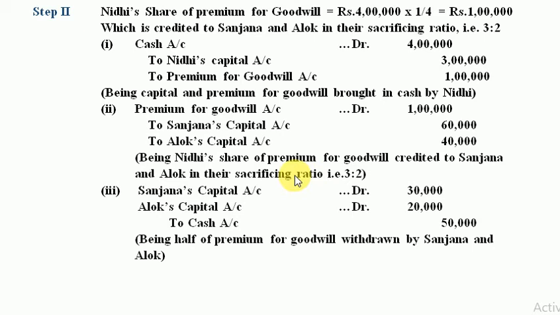Remember, sacrificing ratio. And since in this question it was told that the old partners are withdrawing half of their premium for goodwill, there has to be a third entry: Sanjana's capital account debit 30,000, Alok's capital account debit 20,000, to cash account 50,000. This is 50%, that is half. 60,000 credited to Sanjana and withdrawn 30,000. 40,000 credited to Alok and withdrawn 20,000. Total amount withdrawn from the firm is rupees 50,000. And this is one of the cases of treatment for premium for goodwill. I hope you all remember this.